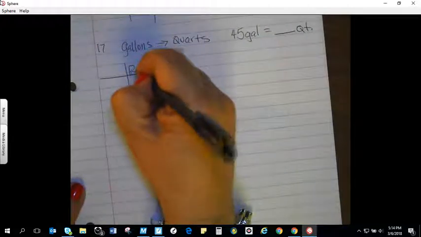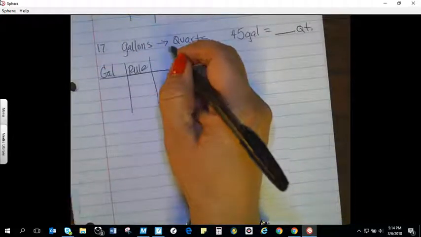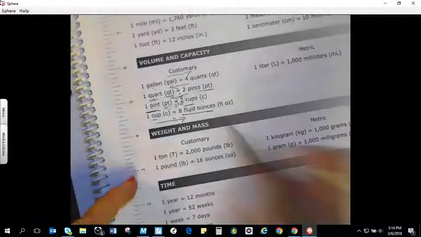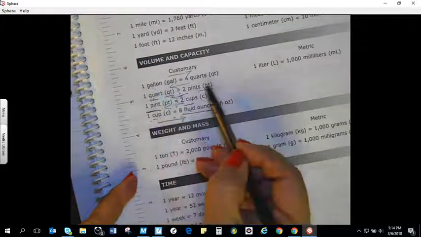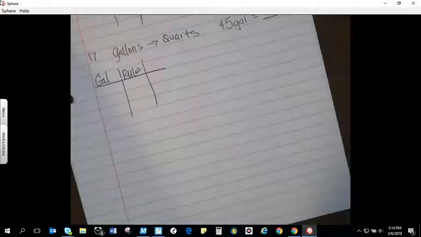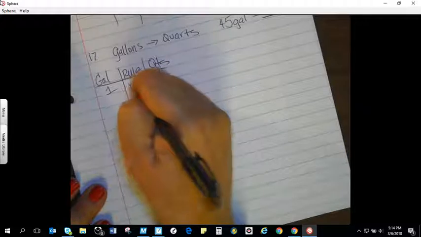Here's my rule. My first one is gallon, and this is pretty simple because I'm going for every 1 gallon, it's 4 quarts. I'm going straight across from left to right. For every 1 gallon, it's 4 quarts. So 1 times 4.